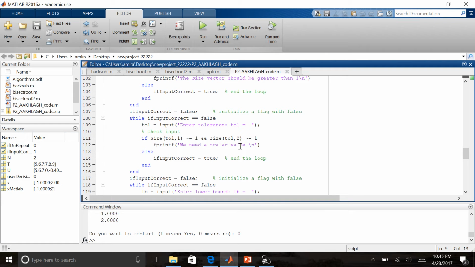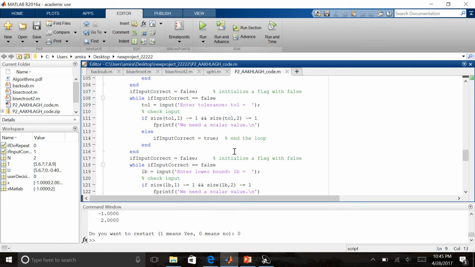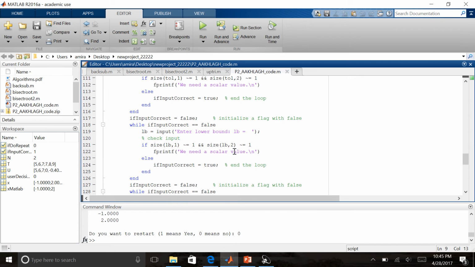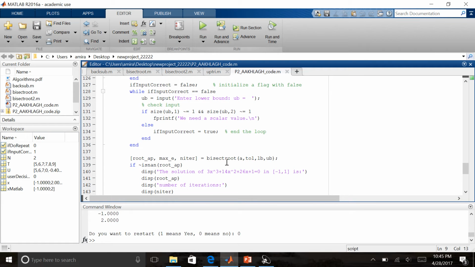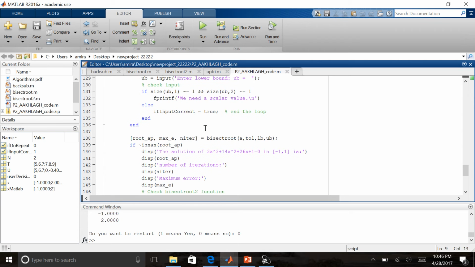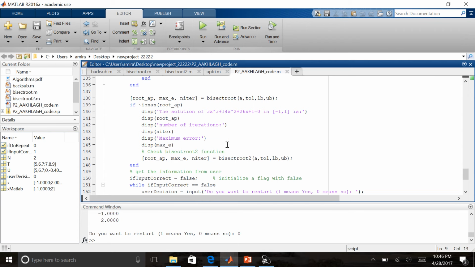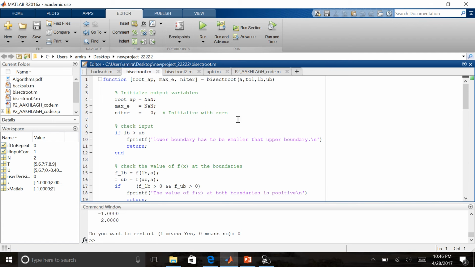We're also going to check that we're going to input the tolerance, and if they enter a tolerance that's a vector or a matrix, we're going to state that we need a scalar value, so we want the size to be 1, 1. And we end it there. Again, we're also going to have to input lower bounds and upper bounds, and here we also put that we need scalar values, not vectors or matrices. And then we're going to have our function, which is bisect root, which is this one right here.